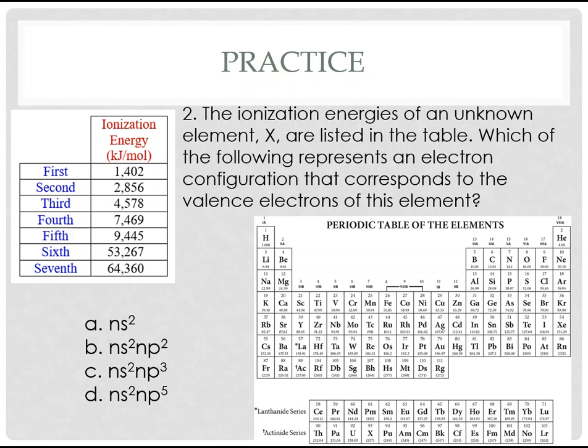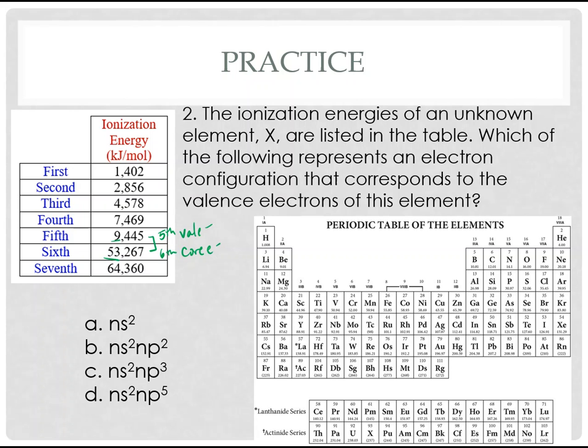The ionization energies of an unknown element X are listed in the table. We kind of already know that. Which of the following represents an electron configuration that corresponds to the valence electrons of this element? Well, how many valence electrons does this particular element X have? If we're looking at this data, where does the major jump occur? Yes, between 5 and 6 here. You go from 9,000 to 53,000. That's an incredible jump. So the 5th versus the 6th, and this is going to be valence, whereas this one's going to be a core.